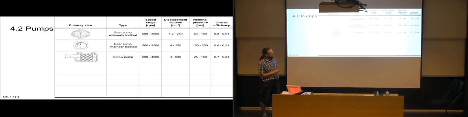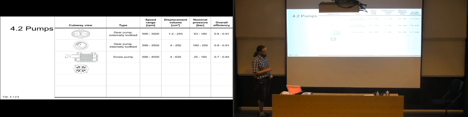And these can usually handle a bit more speed than the gear pumps, and they can have quite large displacement volumes, but they can also be very small. And they can handle mid-range pressures, but as you can see, they can also handle very low pressures. So it's good to use if you're not going to have a very high pressure system. But the efficiency is a bit lower, 70 to 84%.